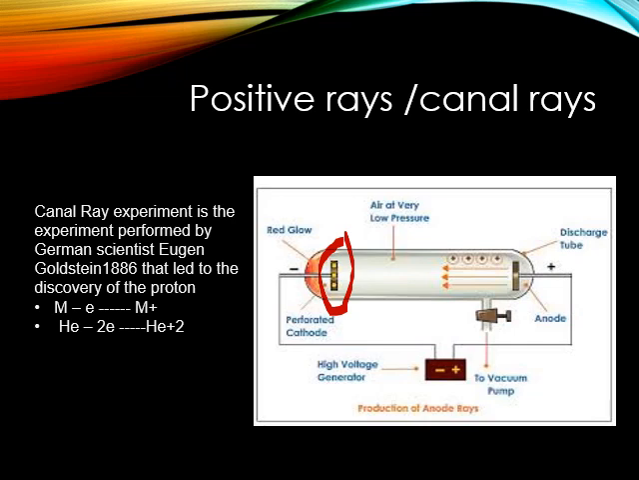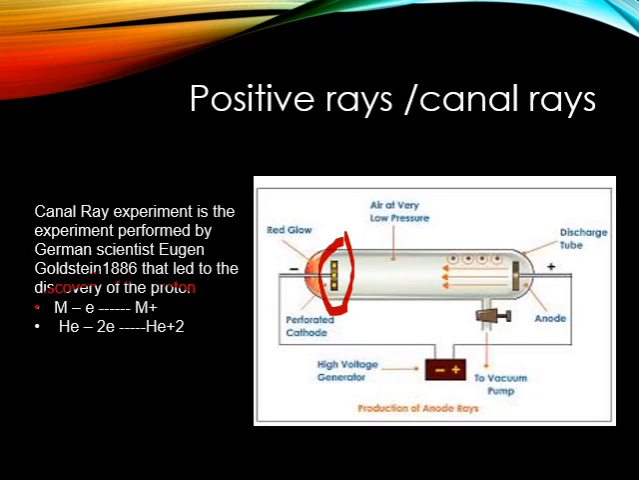Now, this is the experiment which was performed. What observations were made through this experiment? Here you can see the diagram and two equations are given, that M, any gas particle, is losing electron and converting into M plus. An example is given as helium will lose 2 electrons and convert into He 2+, right? So what properties were found there?